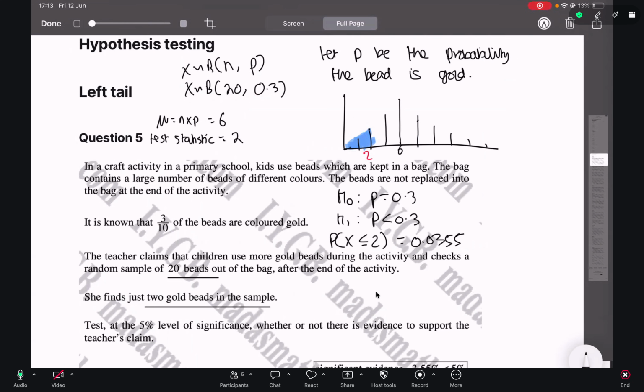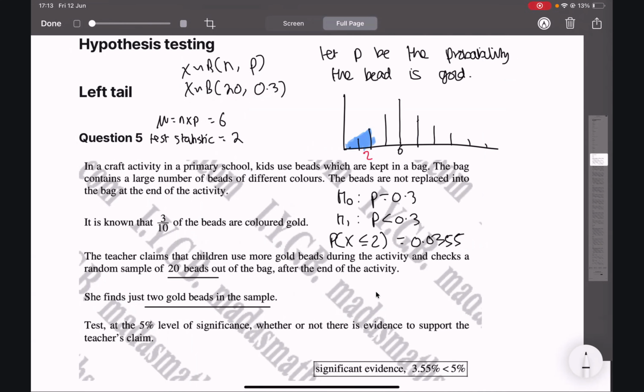So now we need to decide whether this means that we should reject H0 or accept H0. So 0.0355 is less than 0.05, which was the significance level. This is a very low probability, meaning that something weird happened. There's enough evidence based on this weird test statistic to suggest that we need to update our probability, because the probability should be lower. There's no way that it's a 0.3 chance, but we're getting a test statistic of only 2.